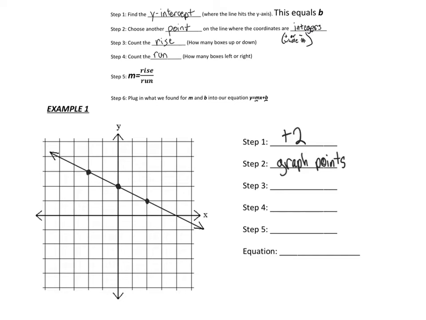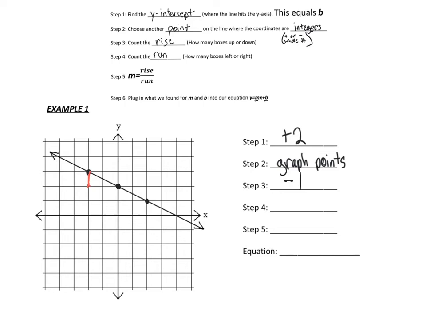So for step 3, it says to count the rise. Okay, so the rise is how many boxes up or down it takes to get to that next line. So we like to start at the far left dot. So since we're here, we need to go see how many we go up or down to get to this dot. So I like to use different colors just to help us color coordinate everything. So we go down, and that is where we would hit that next dot. So for our rise, it would be a -1 because we went down 1.